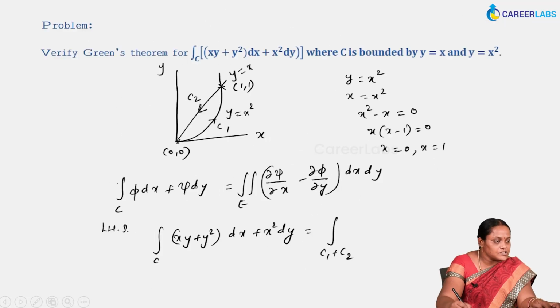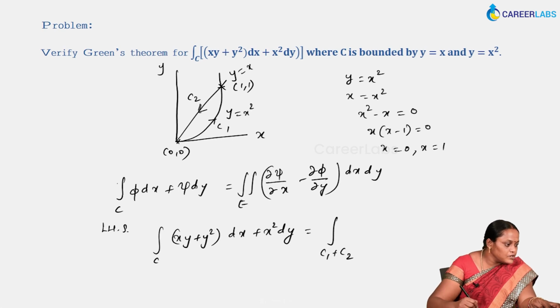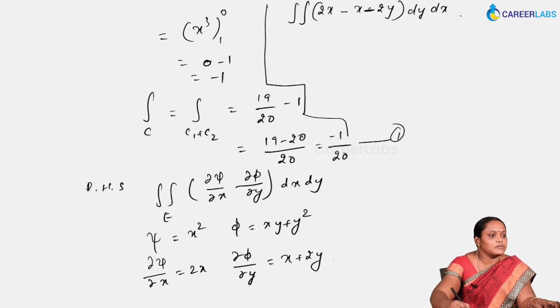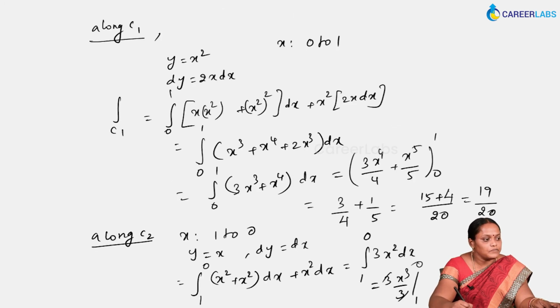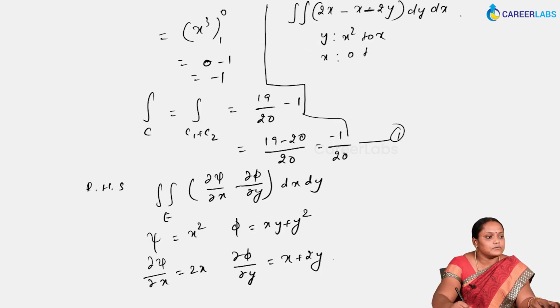Let us draw a strip in the region. So if we take a vertical strip, then the variable limit will be in terms of y. So in the bottom it touches at y is equal to x square, in the top it touches at y is equal to x. So the limit for y will be from x square to x. When you swipe the region from bottom to top, x varies from 0 to 1. Therefore, the limit for x will be from 0 to 1.